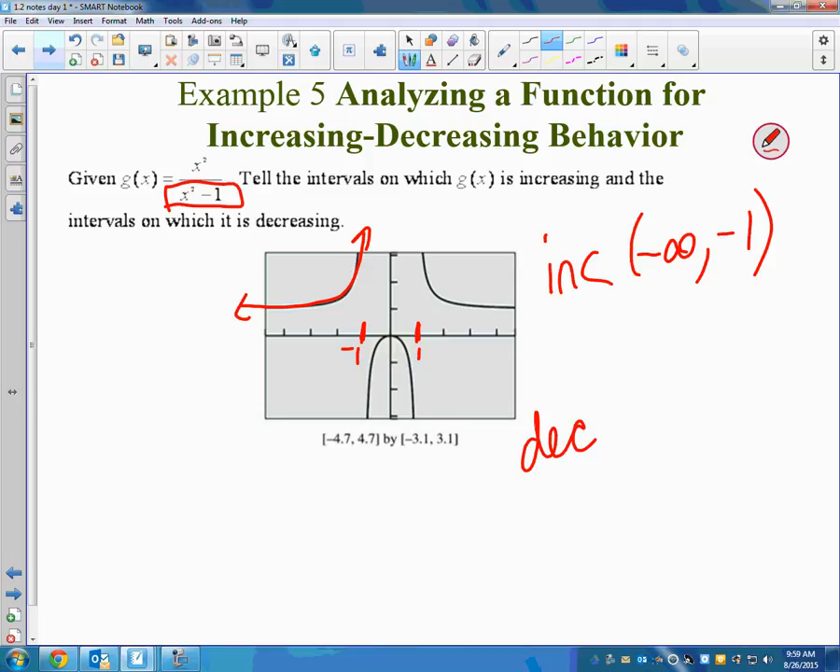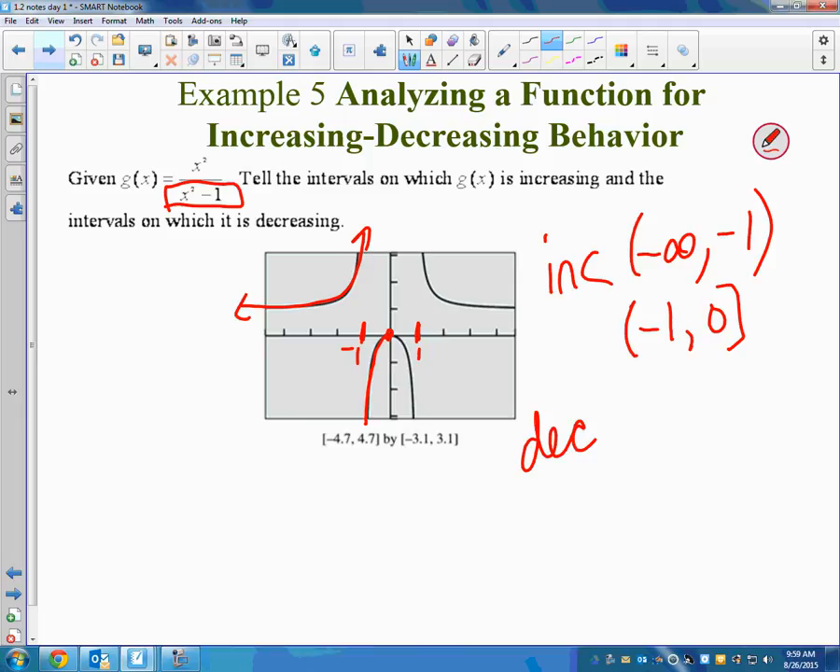So then I jump down here, and what happens on the other side of -1? Is that graph increasing or decreasing? Until 0. So I can say it's increasing from -1 to 0. Notice that -1 is the start and the stop, but because it's an asymptote, I have to skip over it, just like I did when I was writing my domain and range earlier. 0 I'm going to include just because it is part of the graph.